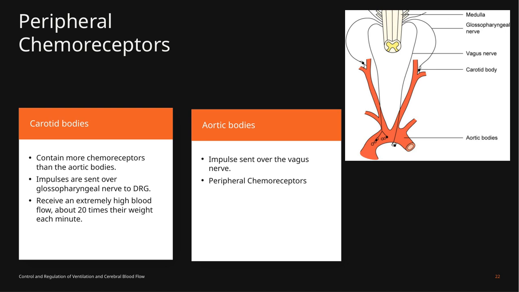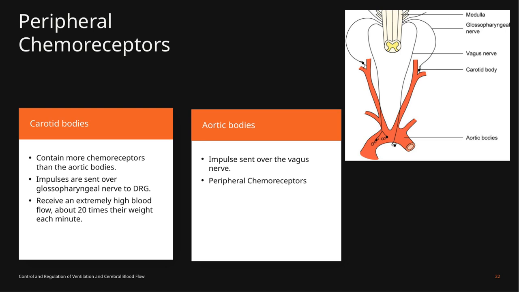It's also fascinating to consider how highly perfused these areas are. They receive about 20 times their own weight in blood each minute. This high blood flow allows them to quickly detect changes in oxygen, carbon dioxide, and pH levels in the blood. The carotid bodies, as peripheral chemoreceptors, are crucial in this process. When they sense a change, they send impulses over the vagus nerve to signal the brain to adjust ventilation accordingly.